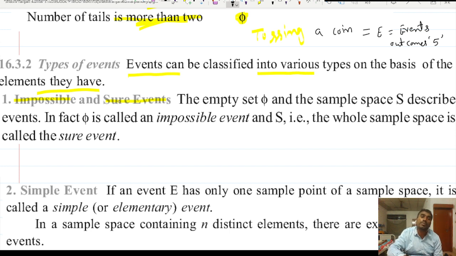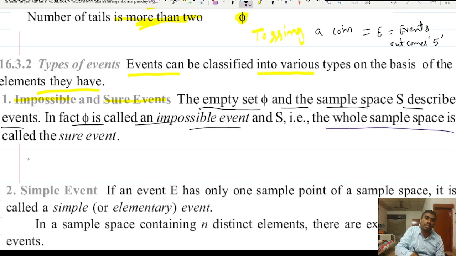So those events whose probability is 0, or which are empty with no element in that event, are called impossible events. So the empty set phi of the sample space described as the event is called an impossible event. So here phi is called what? Impossible event. Okay. And what is the sure event? The whole sample space is called the sure event. What is the sure event? The whole sample space, meaning you will get it with certainty.